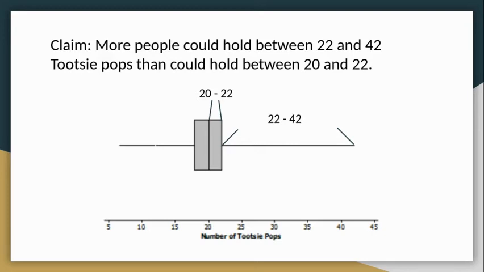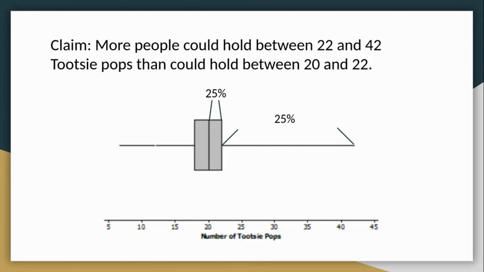Someone might make this claim because the 22 to 42 range covers much more of our graph than the 20 to 22 range. Remember, however, that the box plot is designed to measure variability. Even though they cover different amounts of space, each quartile of our box plot holds 25% of our data, the same number of data points. This means that there were the same number of people who could hold between 20 and 22 Tootsie Pops as there were who could hold between 22 and 42.